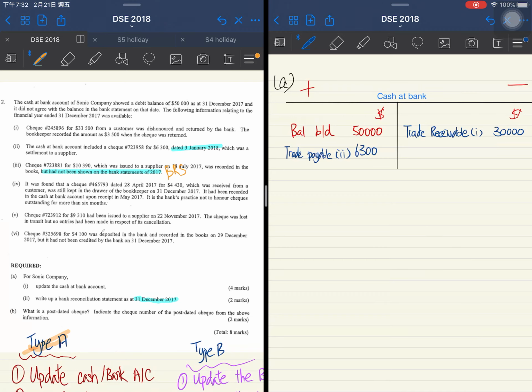So the story is that we have a check dated 28 April 2017 and received it from a customer, so we record it on the debit side on 2017 April 28th. But we haven't processed the check. And because the check is over 6 months old, the check cannot be processed. And so we have to record it on our credit side.